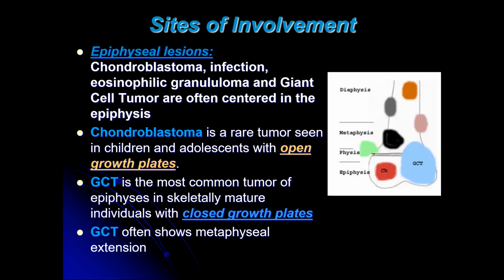Now, epiphyseal lesions are known to occur, and they can be either chondroblastoma or infection. I have seen eosinophilic granulomas occur in the epiphysis, and giant cell tumors in the older aged patients. These are often centered in the epiphysis. Chondroblastoma is a rare tumor seen in children and adolescents with open growth plates. That's the difference. A chondroblastoma occurs in the epiphysis with open growth plates. Giant cell tumor occurs when the epiphysis is closed, in the older age group.